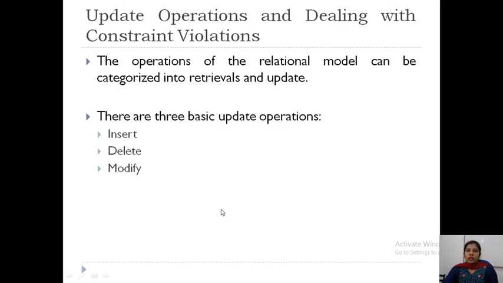Okay. Now the next topic is update operations and dealing with constraint violations. When you perform data manipulation, how can these constraints be violated, or what happens when we do data manipulation? The operations of the relational model can be categorized into retrievals and updates. Now there are 3 basic update operations: insert, delete and modify. Modify means you are modifying some content in the database.